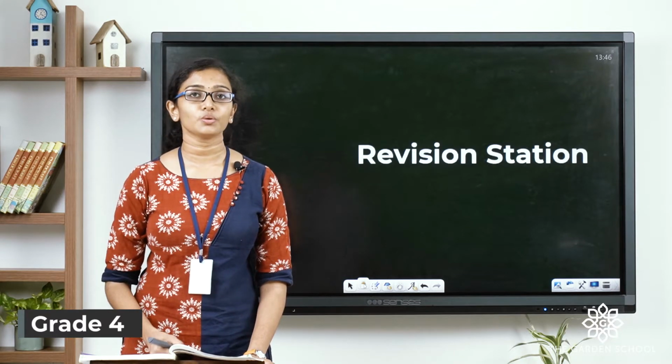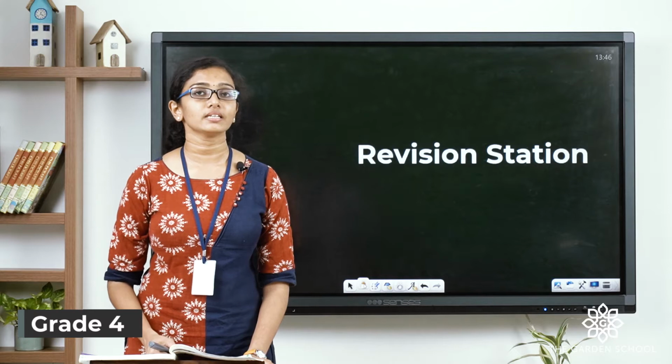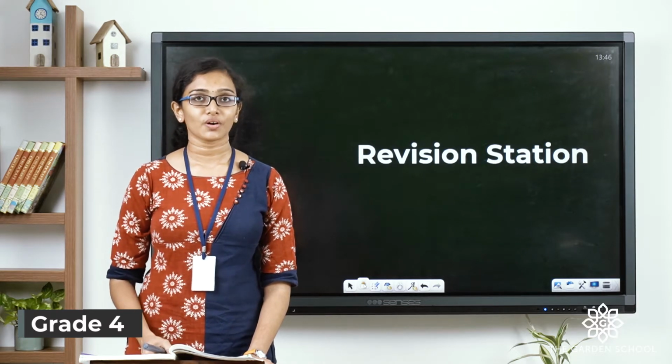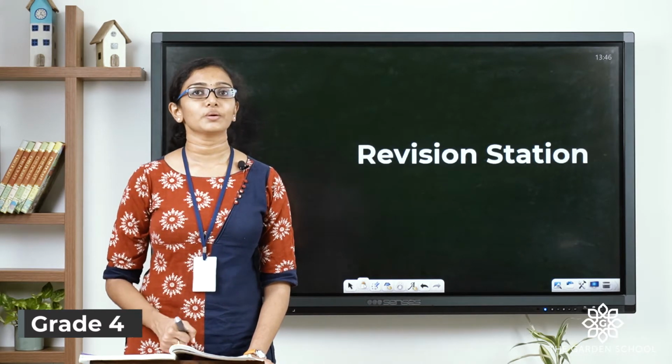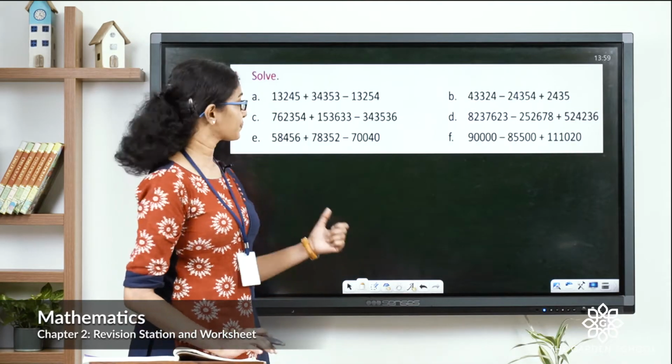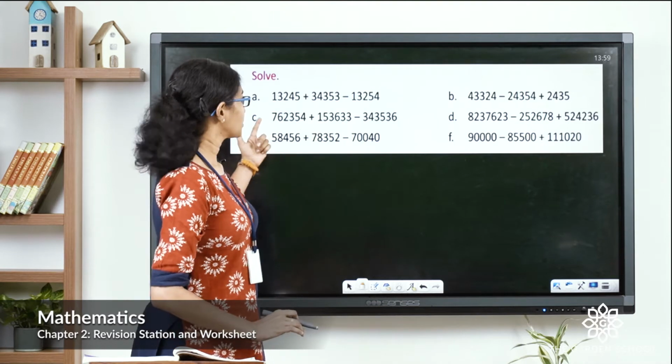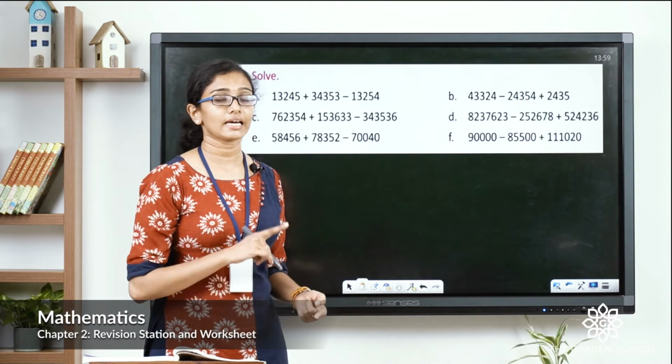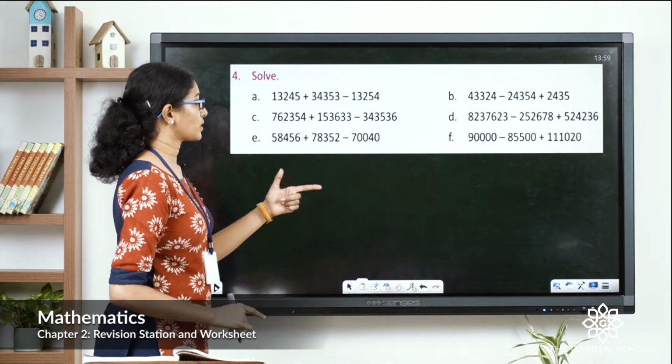In chapter 2, we were learning about addition and subtraction. I hope the concepts are clear to you. So today we'll have a revision session. Solve, and you are given 6 questions there. You can see here you have a combination of addition and subtraction in each of these questions.